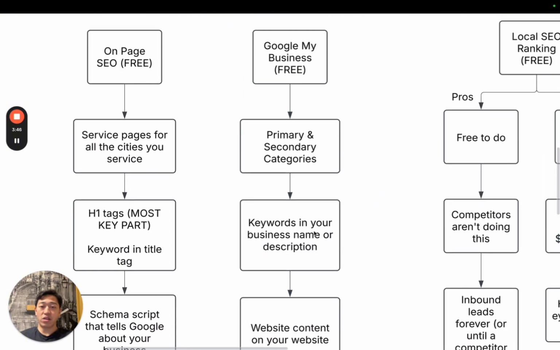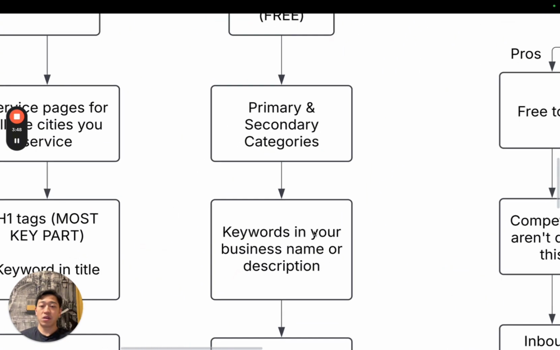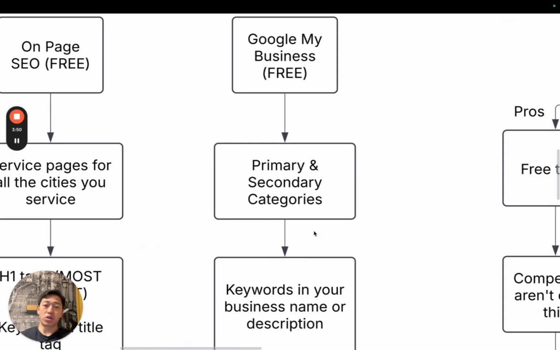And let's get into the Google My Business. I'm sure you probably have a Google My Business profile if you're a local contractor, but the number one ranking factor on Google My Business is the primary and secondary categories. So you want to make sure that your primary category is on point and your secondary categories are listed as well. If it's not the main service you're offering, you shouldn't have that as your primary category.